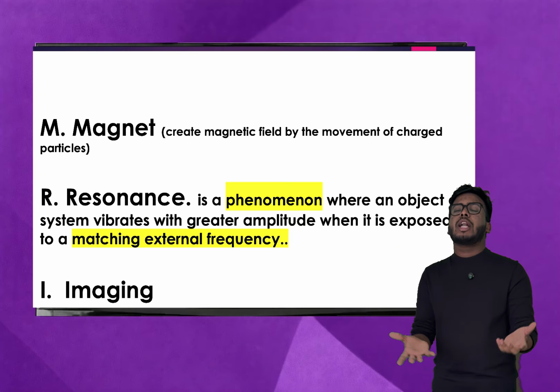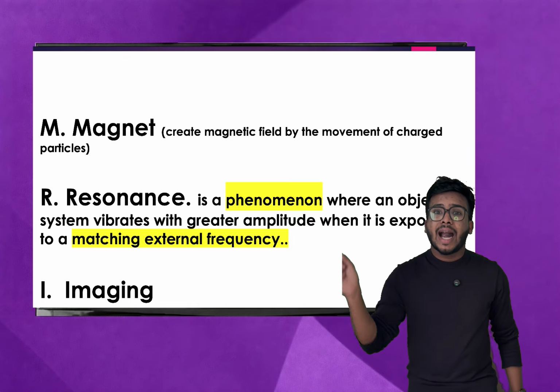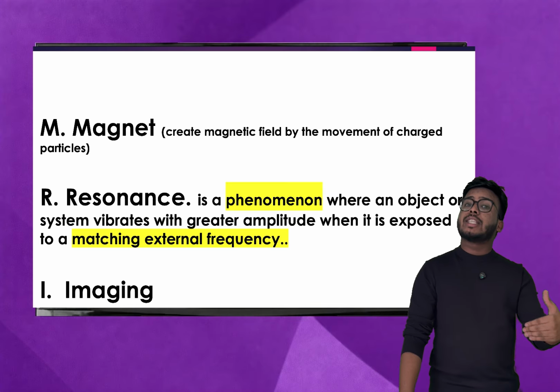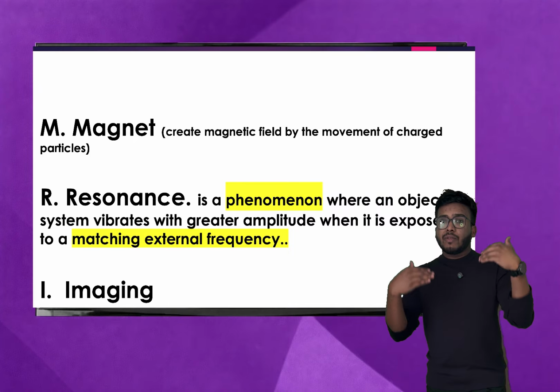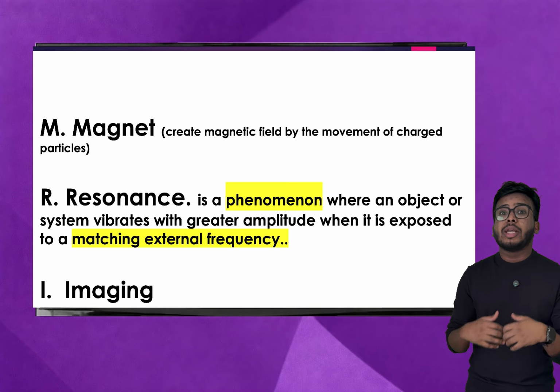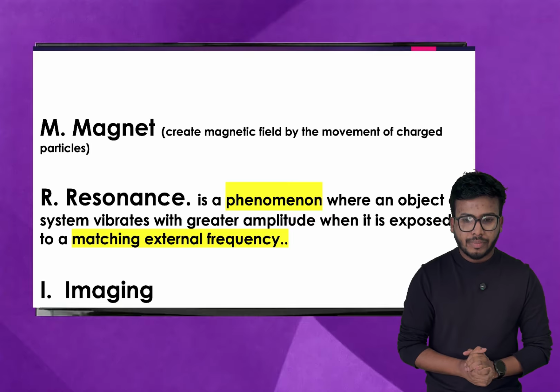Then what are cells made up of? Ultimately, all matter is made up of atoms. So we can say the human body is made up of atoms, and by using the magnetic property and resonance principle, we are going to image the atom. We are going to focus on the atom.